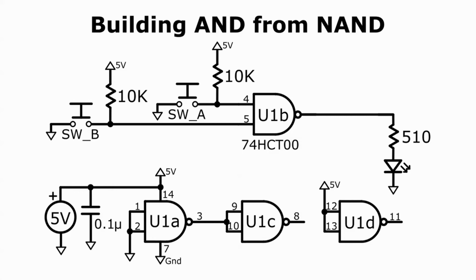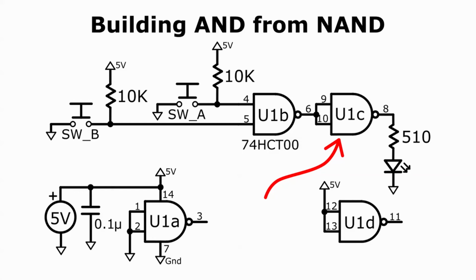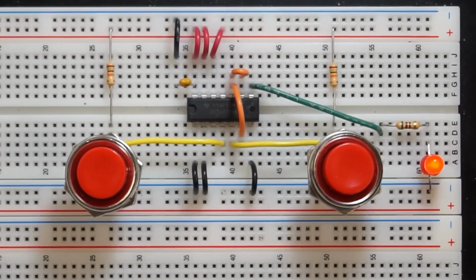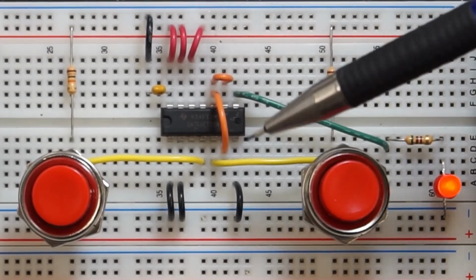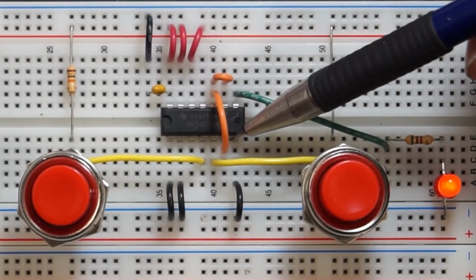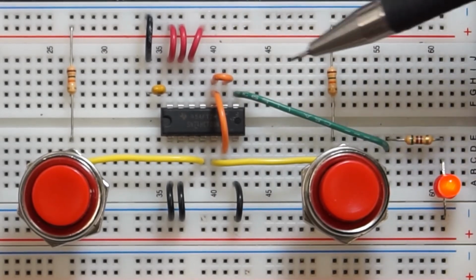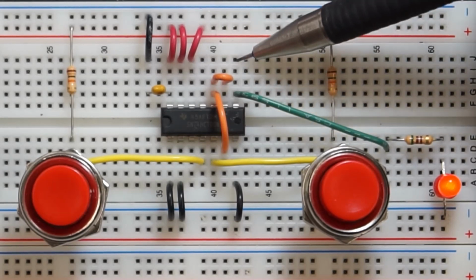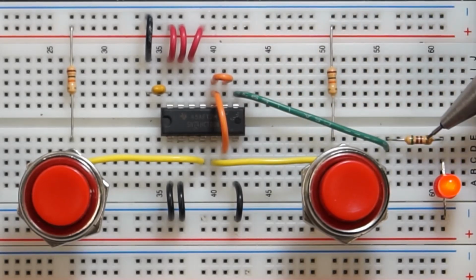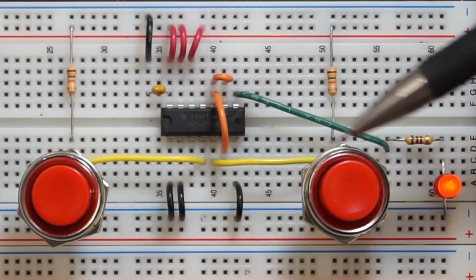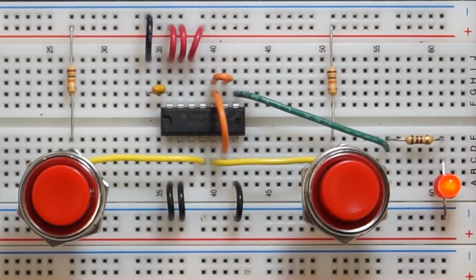Let's put another gate into action. Suppose we use the C gate for this purpose. Let's move the C gate over here and use it to invert the output from the B gate. I've now made that change to the breadboard. The orange wire now takes the output of gate B across the chip to both inputs of gate C. I've relocated the green wire to take the output from gate C over to the LED branch. Right now, neither push button is pressed, so both inputs are high.